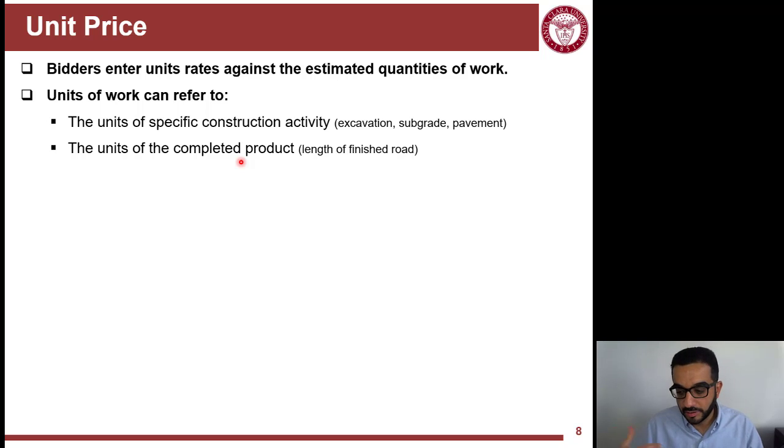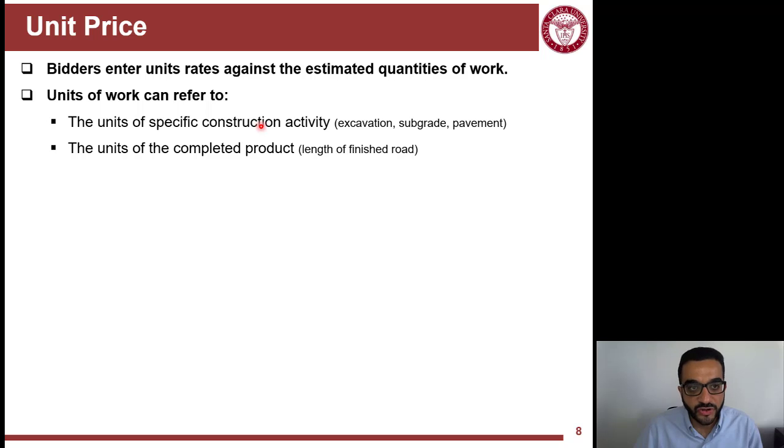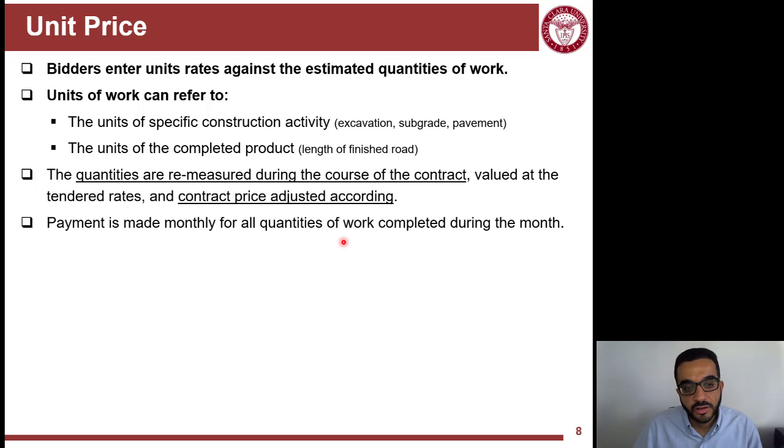So for every foot of the road, which includes the sub base, the pavement, the finishes, the markings, and all of that, you can give a price for every linear foot of that. So that can be one way of doing the unit price. But typically, the unit prices are done for specific construction items. The point here is you're committing to the rates, not the quantities, which means that you're not committing to a lump sum. You're committing to the cost rates or the price rates of different quantities.